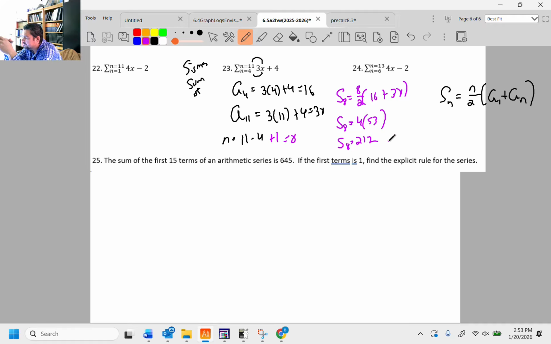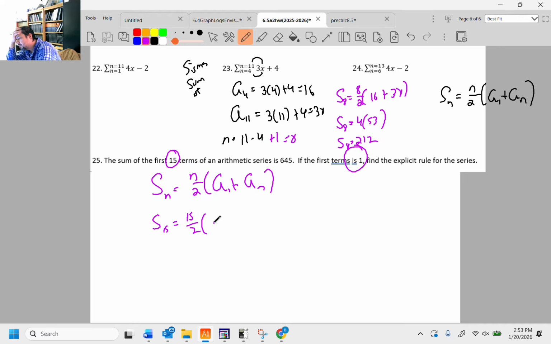All right, number 25, just so I don't get asked about it in class. The sum of the first 15 terms of an arithmetic sequence is 645. So I'm going to go ahead and write down my little formula. The sum of n things is n over 2 times the first term plus the last thing, because I saw them mention sum. Now I know there's 15, so everywhere I see an n, I'm going to put in a 15. The first term is 1, I'm going to put a 1 in there. I do not know the last thing. And by the way, I should not have said sum of 15 there. The sum was known to be 645.